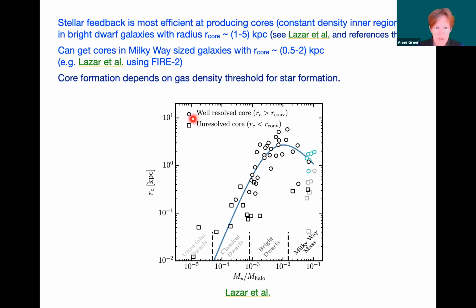And then the data points come in two forms. The circles are what they call a well-resolved core, where they're confident that they're definitely seeing a constant density core because its radius is bigger than the scales on which you can trust the simulations, the convergence radius. And then the squares are ones where that's not the case. This work comes from the FIRE 2 simulations. What they seem to be seeing is that stellar feedback, i.e. stars forming and gas being pumped around, is very good at producing these constant density cores in bright dwarf galaxies. So in this region where we've got lots of circular points, you end up with cores, i.e. constant central density regions, a few kiloparsecs across.